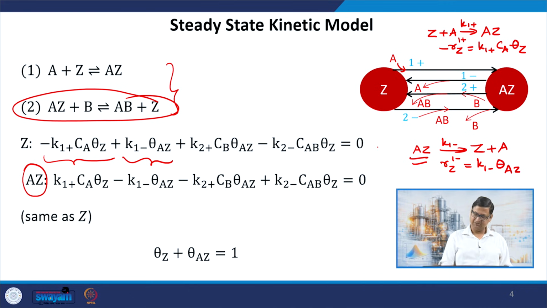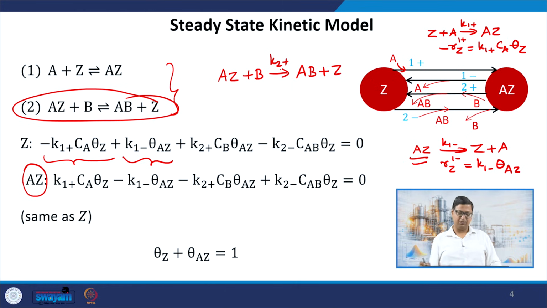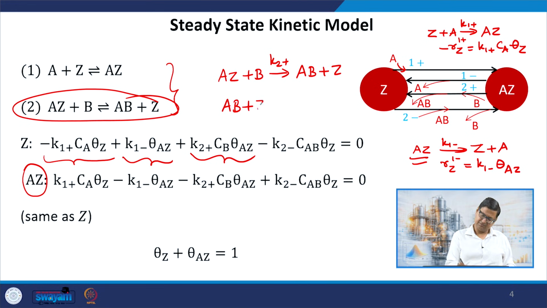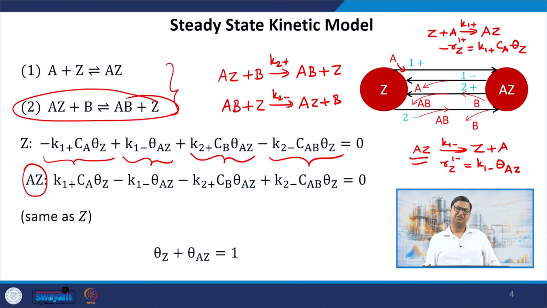The forward reaction gives me the formation of Z with some rate constant K2 plus. The rate for that is K2 plus Cb into theta AZ, and the reverse reaction gives me the consumption of Z, and that gives me the last term here, right? So at a steady state, the net rate of production of Z is going to be 0. So therefore, the sum of this can go to 0.